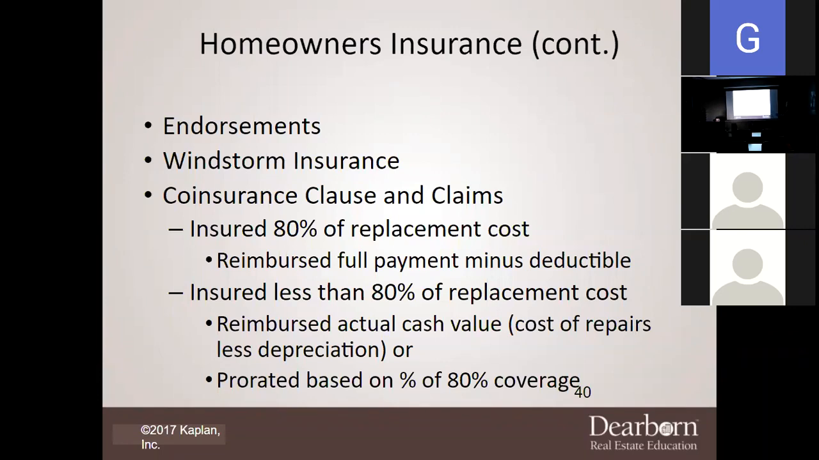So again, if insured at 80% of the replacement cost, you are reimbursed full payment minus any deductibles, okay? If they are insured at less than 80% of the replacement cost, then they reimburse actual cash value, the cost of the repairs minus depreciation, or they prorate it on a percentage of that 80% coverage. So here's the problem. How many people fully actually understand their insurance?